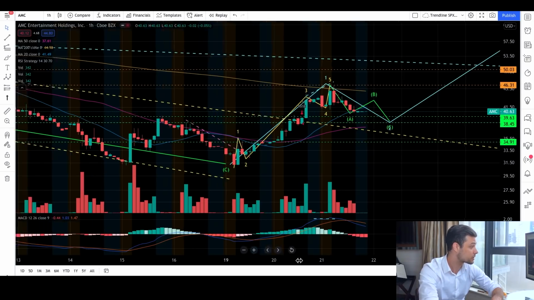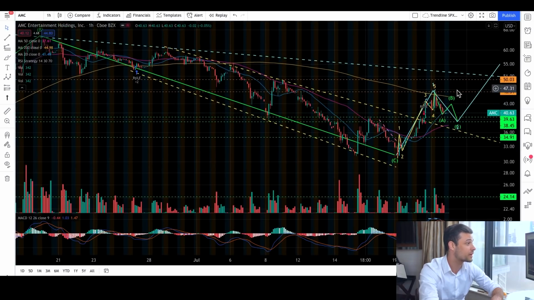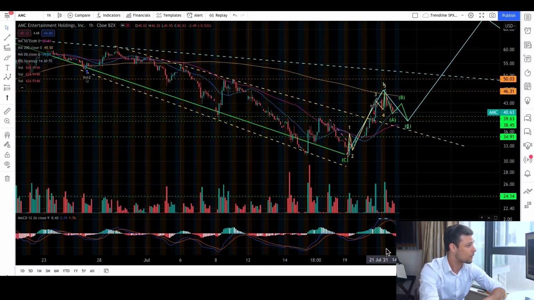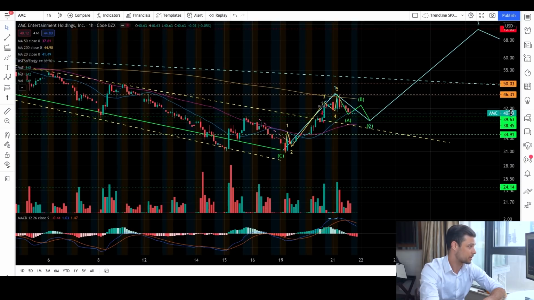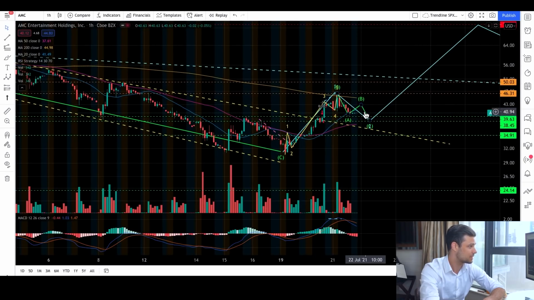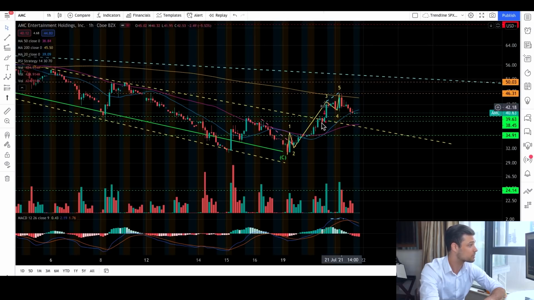So as you can see, 46.5 acted perfectly, guys, as resistance. So once again, I found this level because it's a consolidation area in the last move down. So what are the different possibilities from here? So as you can see, it seems to me that this... I'm going to come back to this very soon. It seems to me that this first impulse is complete.